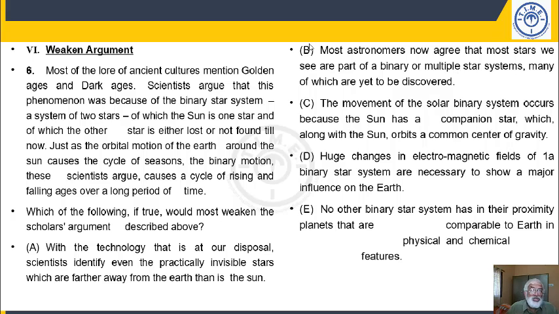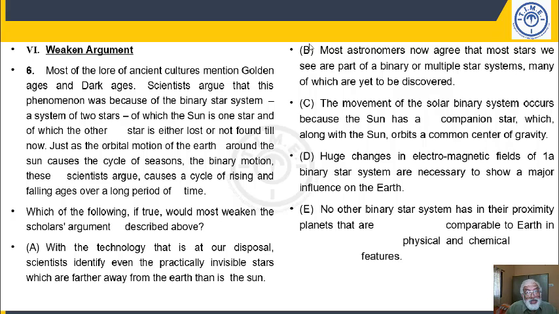Most of the lore of ancient cultures, right, mention golden ages and dark ages. Scientists argue that this phenomenon was because of the binary star system, a system of two stars, of which the sun is one star and the other star is either lost or not found till now. How do you make that statement then?